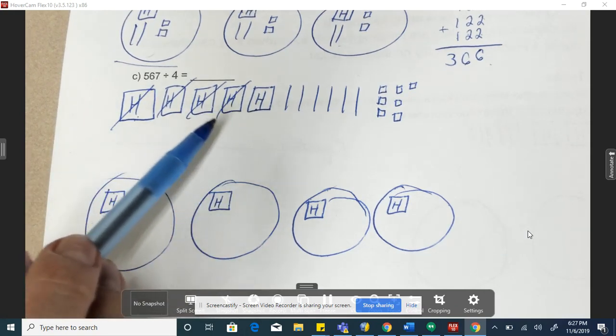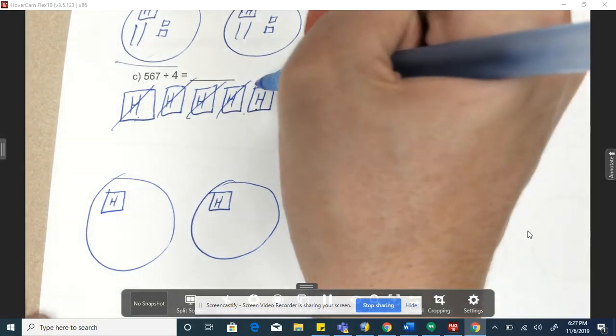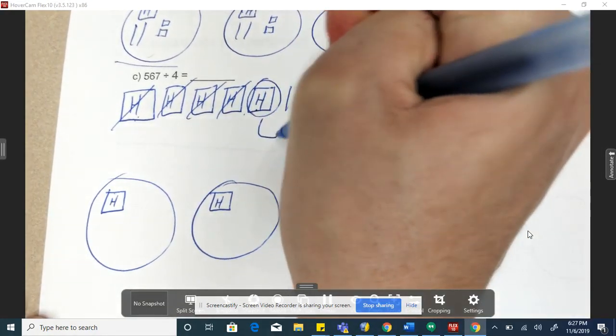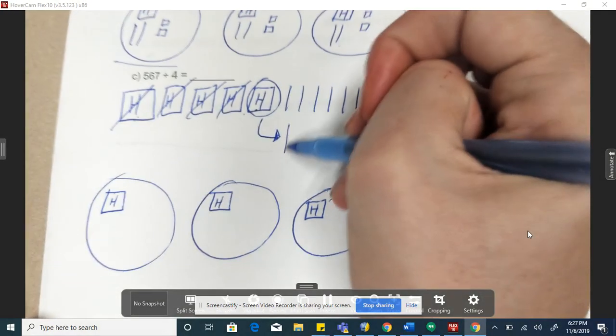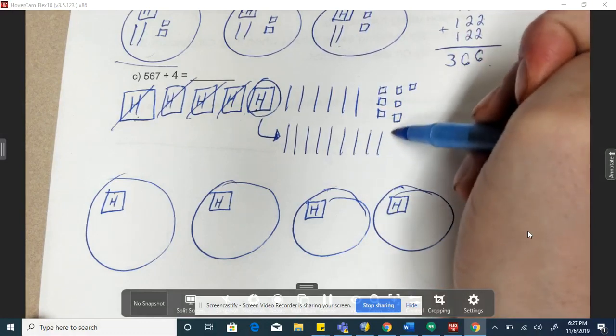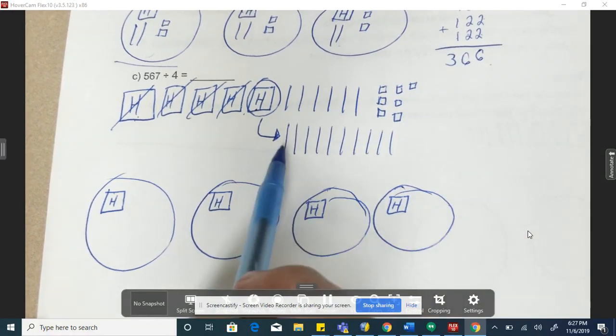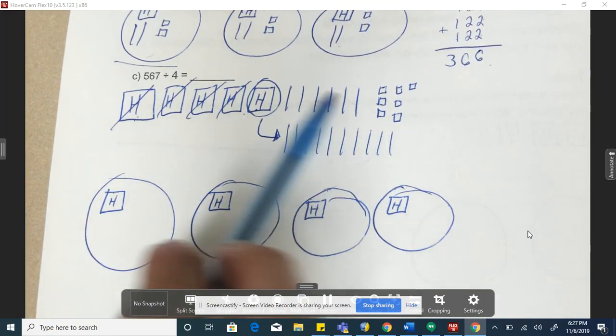I know that 10 tens is the same as 100, so what I'm going to do is circle it, draw an arrow so I know where I'm going, and now I'm going to draw 10 tens down here. So now I have the 10 tens that I regrouped from 100, and I still have my 6 tens from up here. So in total, I have 16 tens.